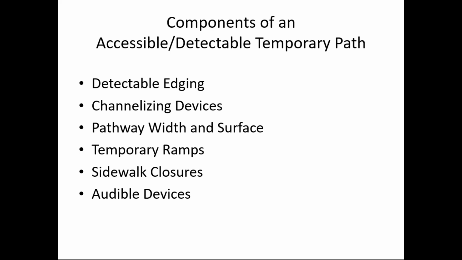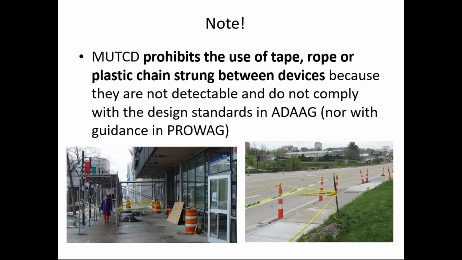Need to pay attention to the pathway width and the surface condition. We may need to put in temporary ramps, temporary curb ramps. There may be sidewalk closures. How do we handle that? And then what about audible devices that the visually impaired can rely on to get information audibly, since they can't read signs, for example? So let's look at edging first.